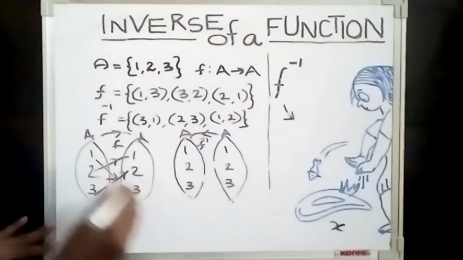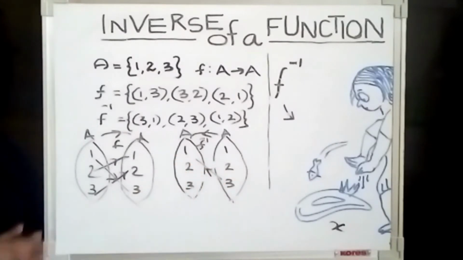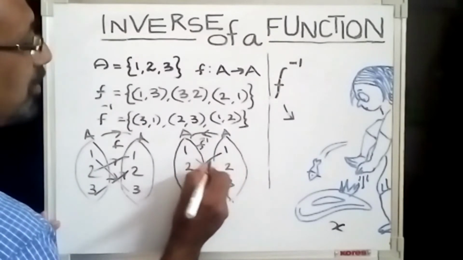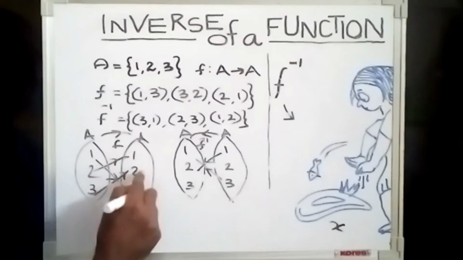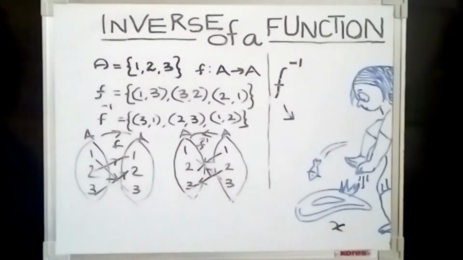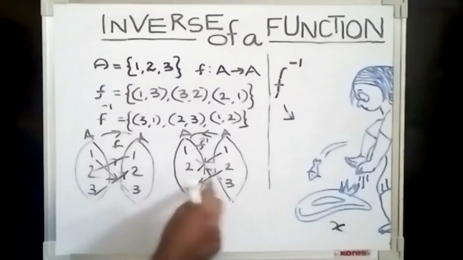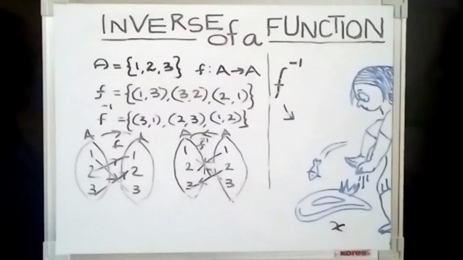Therefore, in f inverse, 3 should be related to 1, and since 2 is related to 1, 1 should be related to 2. And since 3 is related to 2, 2 should be related to 3. Therefore, f inverse is the set of ordered pairs (1, 2), (2, 3), and (3, 1).